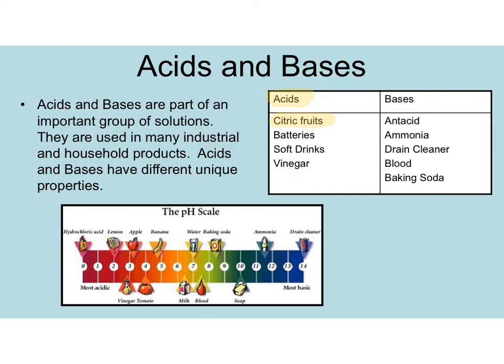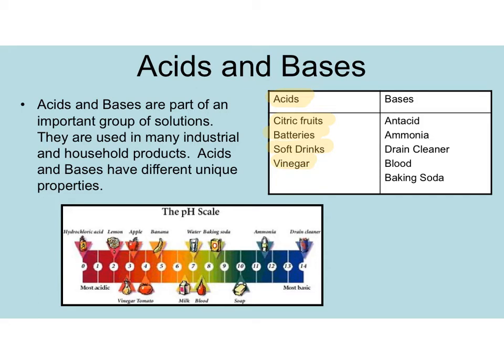Almost every fruit that you eat is either highly acidic, like a lemon, or slightly acidic, but we do enjoy the taste of that, like an apple or an orange. Batteries are all made out of acids. Soft drinks: what they are is carbon dioxide dissolved into water, and that makes carbonic acid. That's why you have that little burning sensation in your mouth when you drink a pop. Vinegar, again, is another telltale sign.